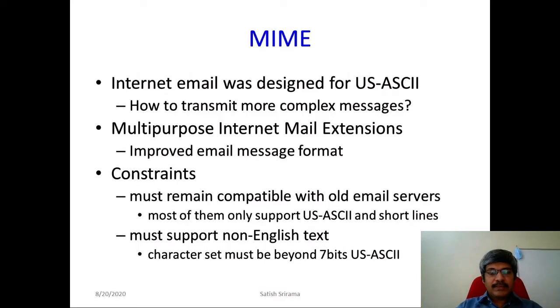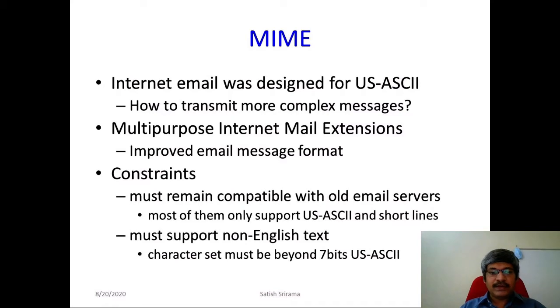Internet email was originally designed for US ASCII characters, which are 7 bits in length. So how do we transmit more complex messages? That is a big problem. Say, for example, you want to put some attachments into the mail. This is something you are regularly doing: attaching files to your email, like videos, pictures, photos, etc. How do we put all this information into an email message?